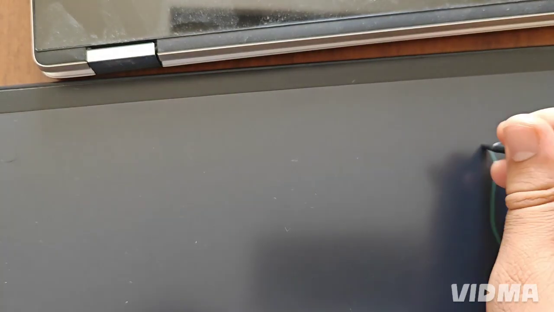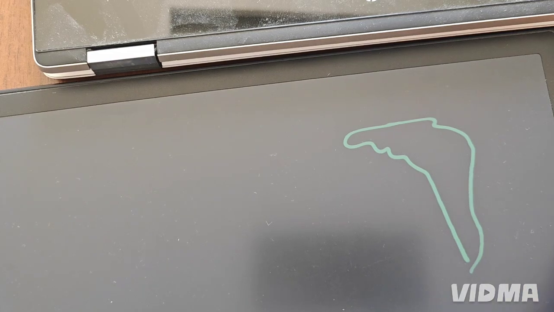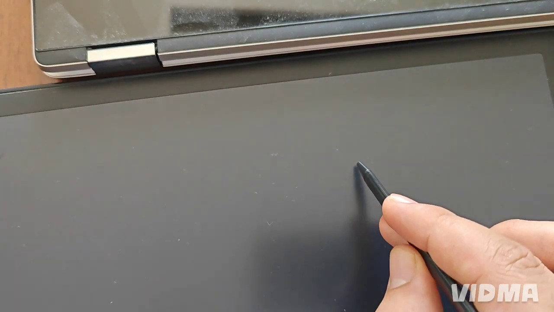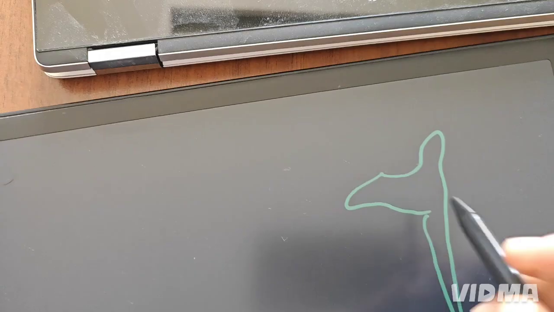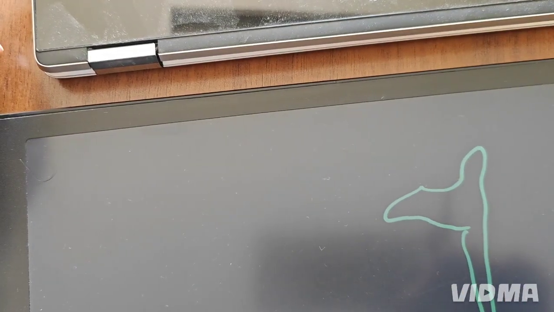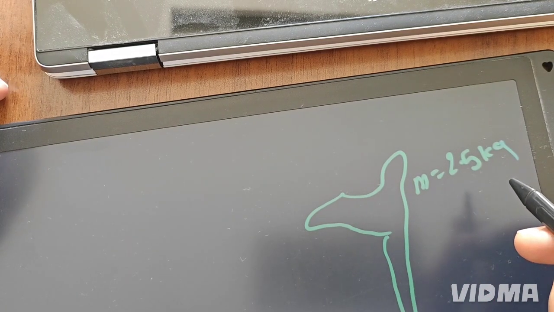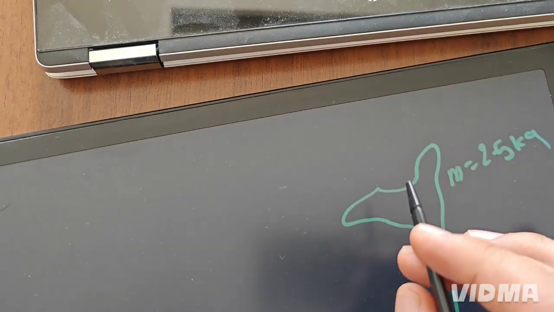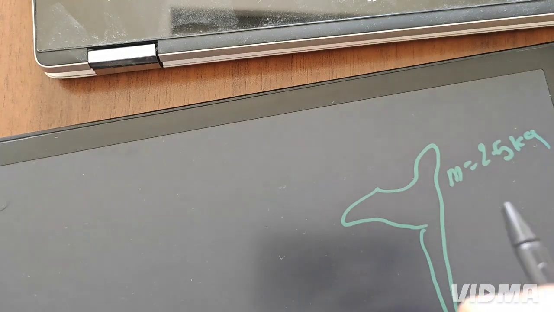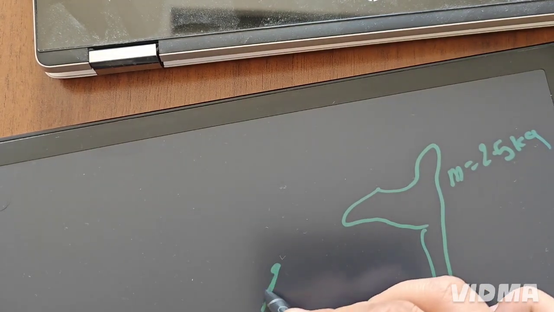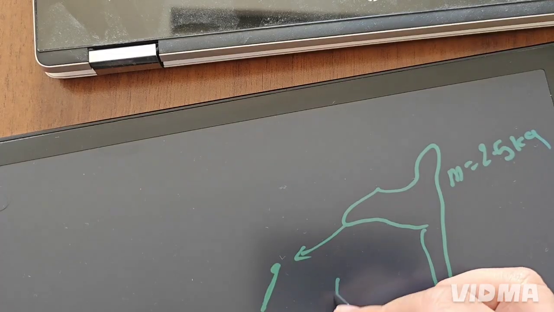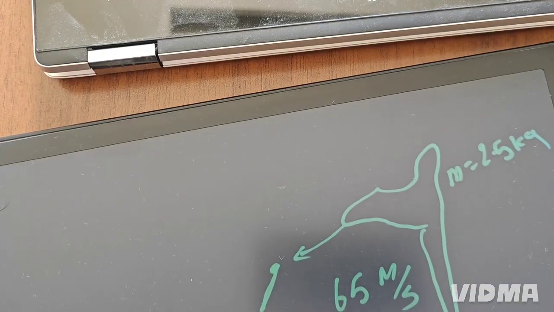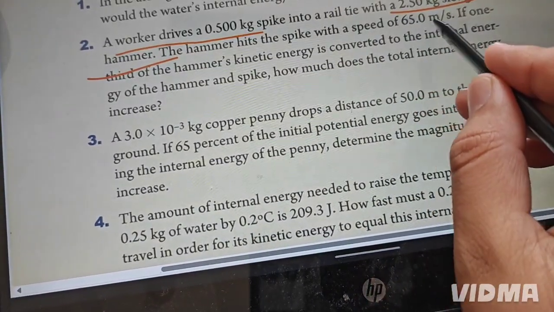This is the shape of the hammer, for example. This is the mass of the hammer, which is equal to 2.5 kilogram. And we have the spike. Spike means bismar. This hammer hits the spike with a speed, which is equal to 65 meter per second. Then this is the speed, 65 meter per second.